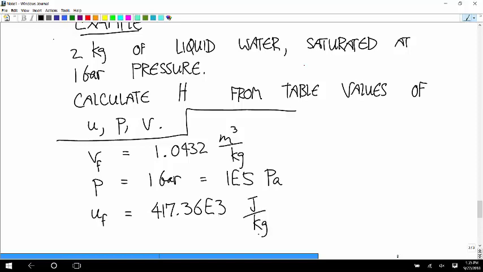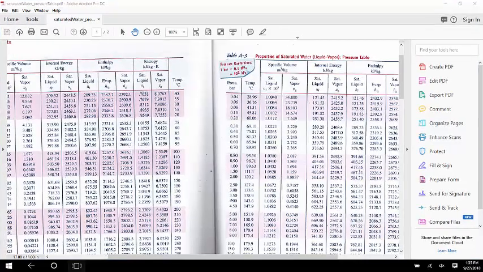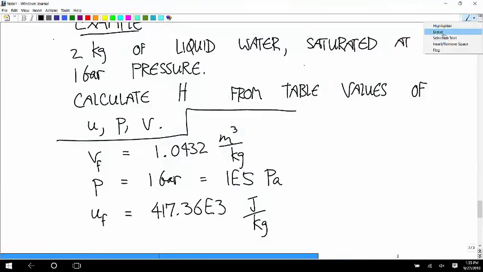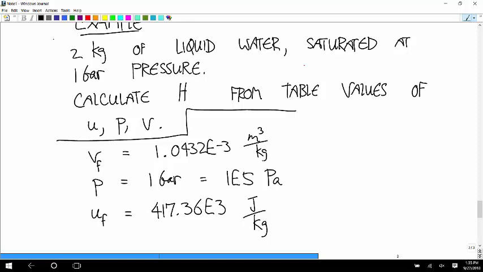And then I think I left off something up here. Let me go back and look at the specific volume for the liquid water. So for a saturated liquid, we have 1.0432, but that's times 10 to the minus third, in cubic meters per kilogram. Now all these are in SI units.